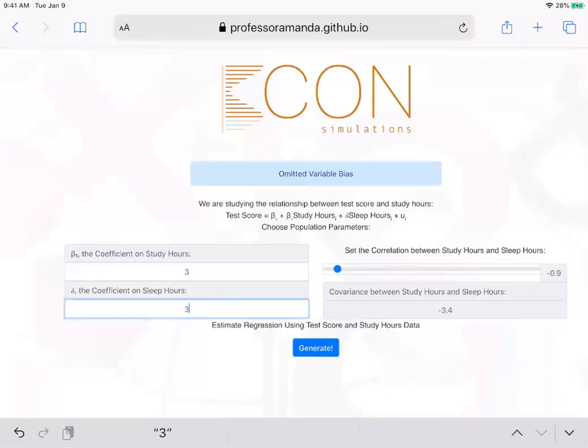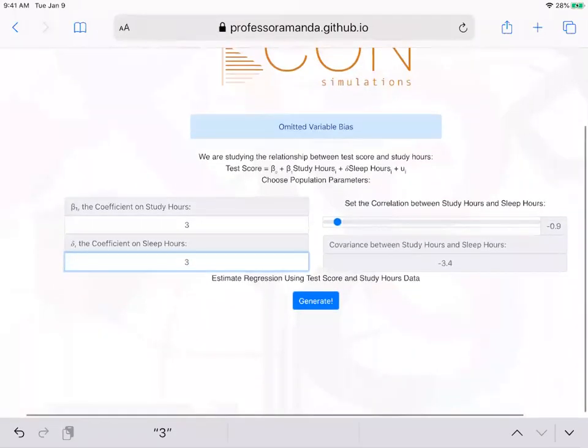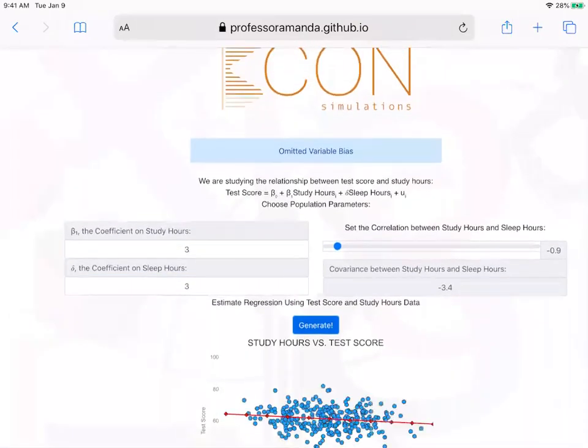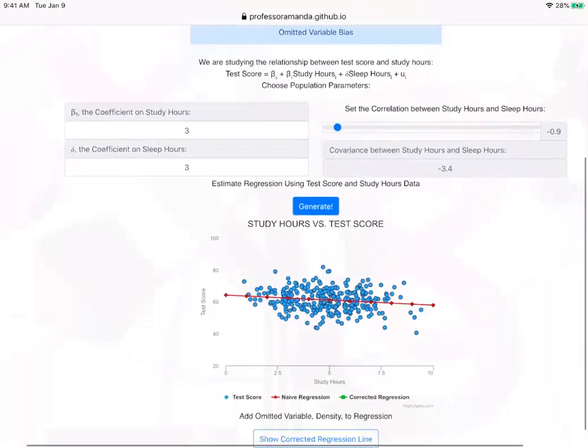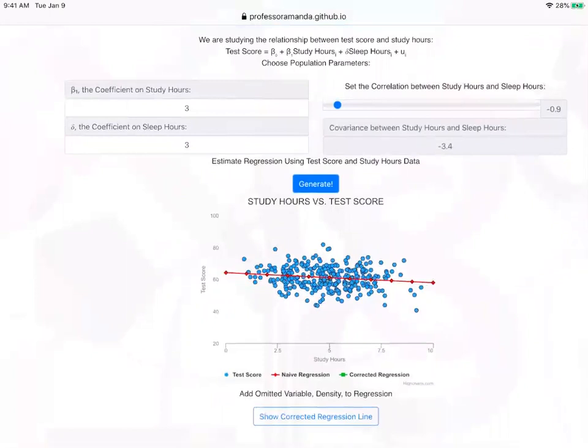Okay, so I've set up a parameter of a positive beta 1, a positive delta, and a negative correlation. Given this data generating process, I can generate a scatter plot of the relationship that I see and the naive regression line of a simple regression of test scores on study hours. And here I see, as I suggested, a pretty flat and actually negative relationship between study hours and test scores. In other words, more studying is associated with lower test scores.